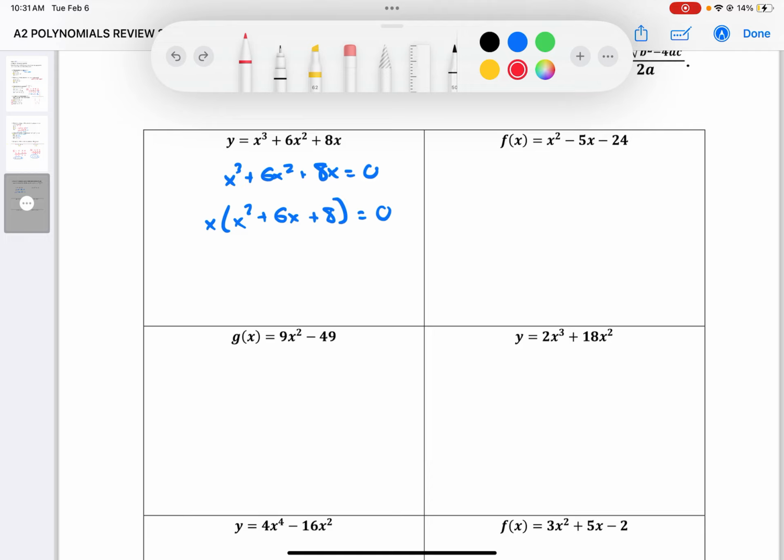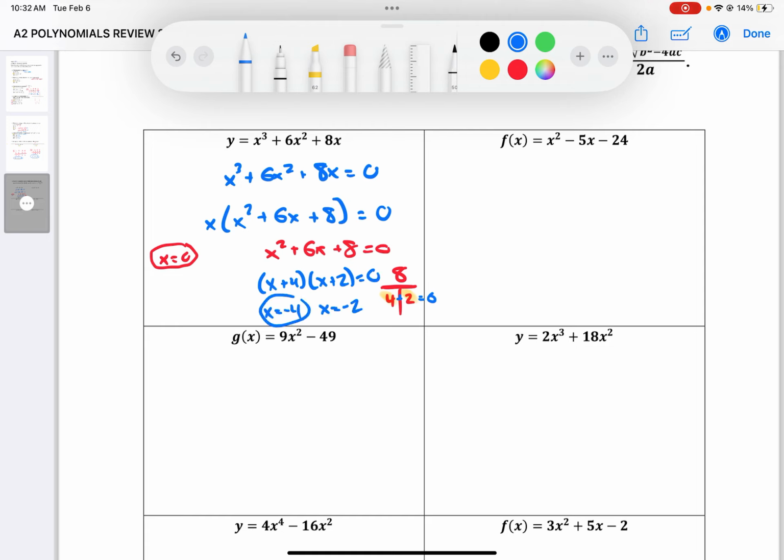Then, this makes two equations. I either have x equals 0, which is a solution. Don't forget that solution. Or x squared plus 6x plus 8 equals 0. And then that's a trinomial that I can factor. Factors of 8 are 4 and 2. 4 times 2 is 8, and 4 plus 2 is 6. So those are my lucky numbers, and I will rewrite this as x plus 4, x plus 2, which gives me solutions of -4 and -2.